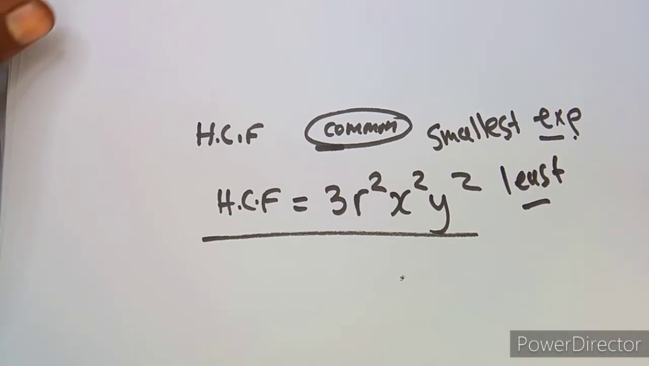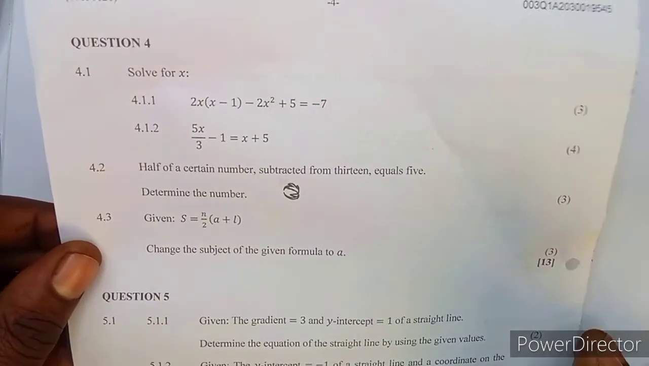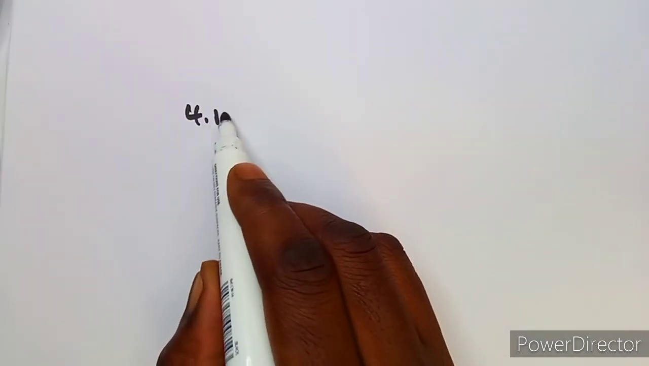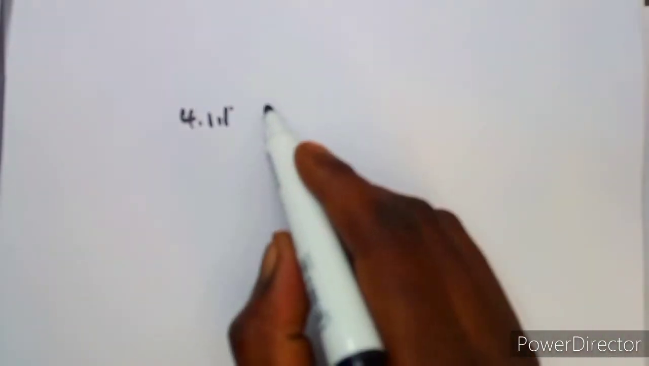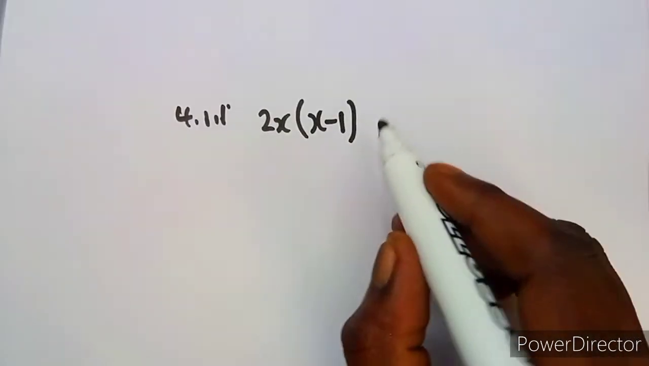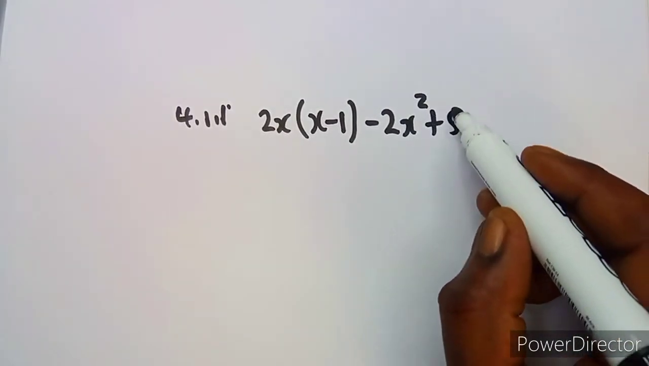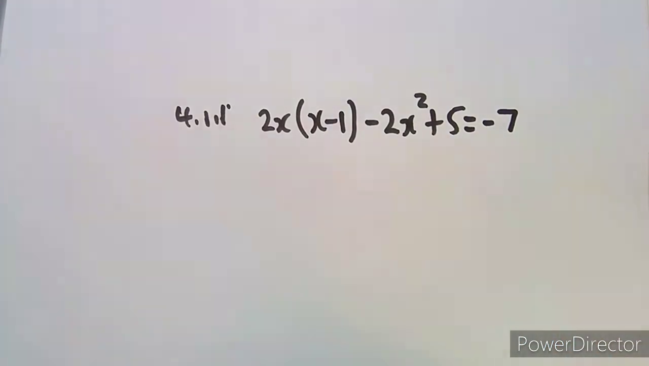So that was actually number 3. Okay, let's see number 4. Solve for x. That is 4.11. Okay, sorry for that. You want to solve for x, whilst you are given 2x into x minus 1 minus 2x squared plus 5, which is equal to minus 7. When you are solving, it is like simplifying.